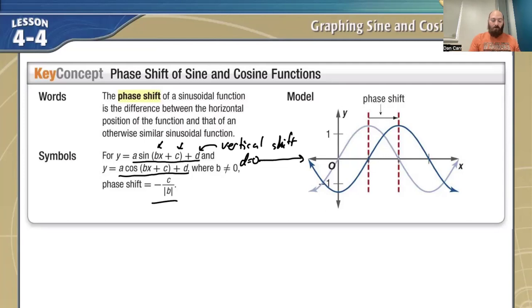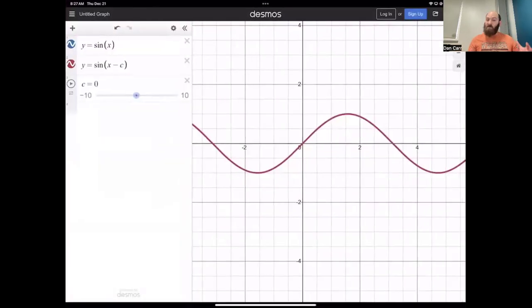Before we go to an example, I like to go to Desmos to demonstrate the phase shift a little bit more. The blue graph is my normal sine function. When I change this c, so I've got x minus c in parentheses, you can see how it shifts it to the right. So this is officially at x minus 2, so that's moving 2 spots to the right. And you can see that right here.